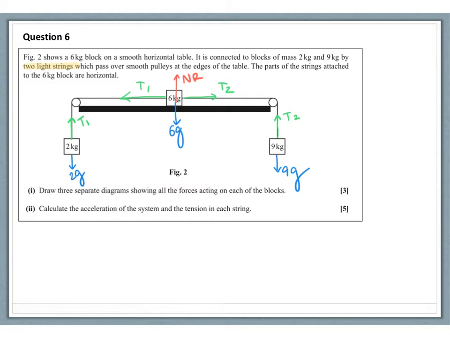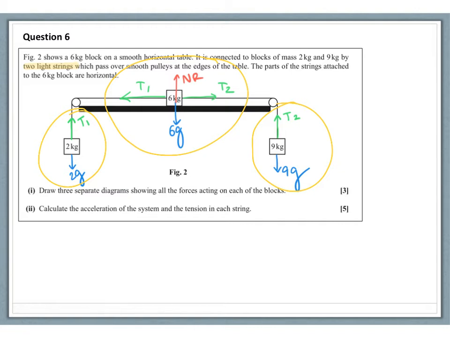Right. Part 1 asks us to draw 3 separate diagrams showing all the forces acting on each of the blocks. Now in an exam situation you would separately draw out the 3 force diagrams, but I'm not going to do that here. The 3 separate diagrams would just look like the 3 diagrams that I've drawn. This is the diagram for the 2 kilogram block, the diagram for the 6 kilogram block, and the diagram for the 9 kilogram block as well.